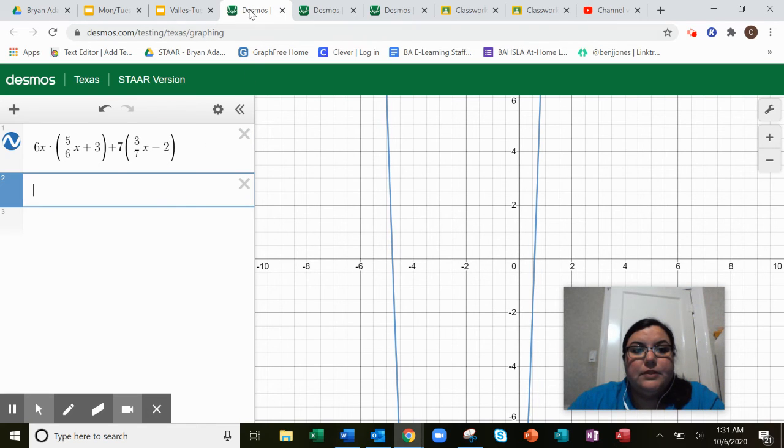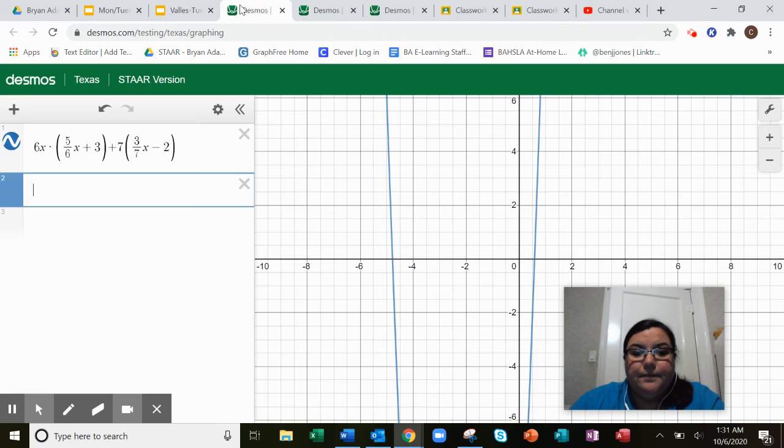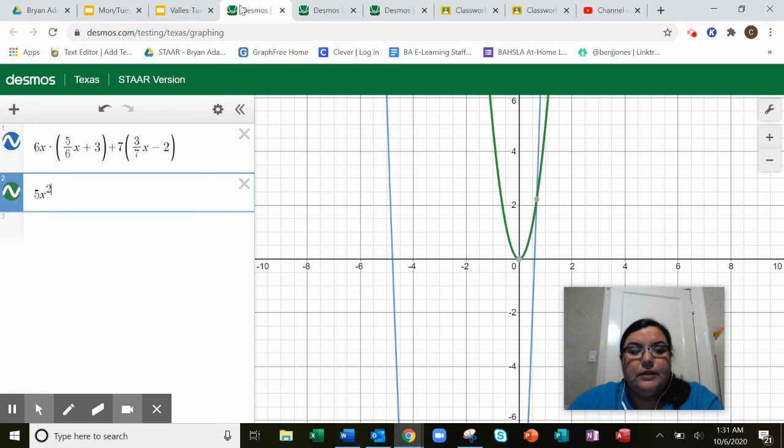Next thing I'm going to do is check my answer. So it was 5x to the power of 2 plus 21a minus 14. So again, I need to make sure I have x's. So 5x to the power of 2 plus 21x minus 14. And notice how that became the exact same graph.